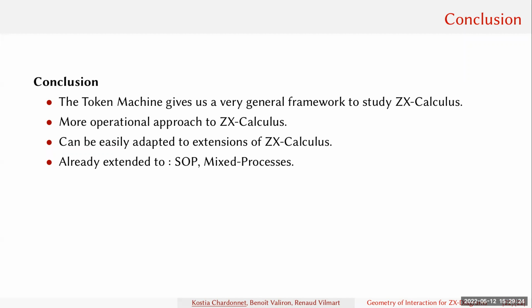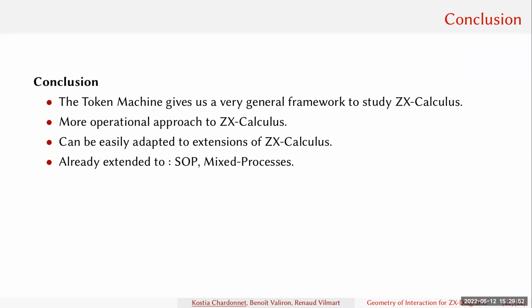And it can also be quite easily adapted to other extensions of ZX calculus. So we did it in particular for mixed processes and also for some overpass semantics. In fact, when you add a new generator to the ZX calculus, you can just add one reweighting rule to your token machine. And if you choose the correct rule with the invariance that we put at the beginning, you should, without too much problem, get what you want.